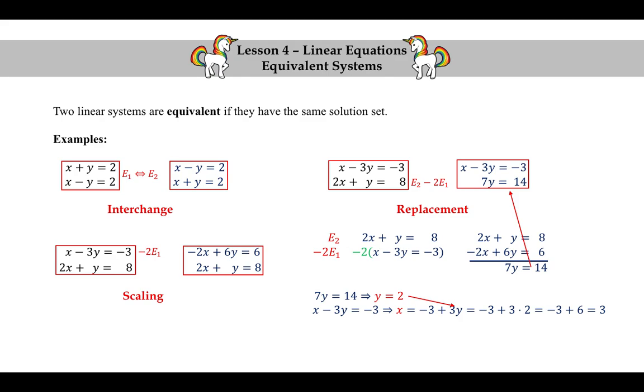Let's check that this is also the only solution to the first system. Well, first of all, we already know that it's a solution to the first equation, x minus 3y equals negative 3, because those equations are the same in both systems. So we only need to check that x equals 3, y equals 2 is a solution to 2x plus y equals 8. Let's go ahead and plug 3 in for x and 2 in for y. So 2x plus y is 2 times 3 plus 2, which is 6 plus 2, which is 8. And that agrees with the right-hand side. So it is in fact a solution to the first system as well.